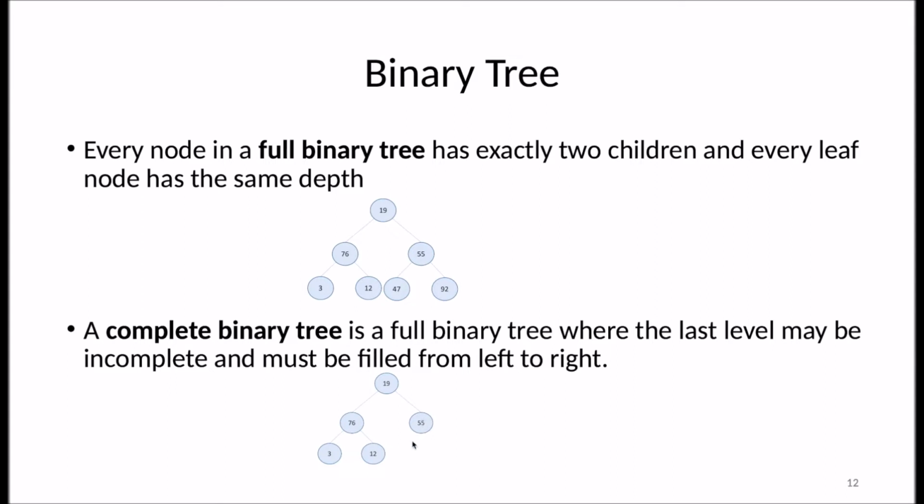Now 55 would not have a left child, but it would have a right child. That would not be a complete binary tree, because there's a gap in the last level, and the last level has to be filled from left to right.